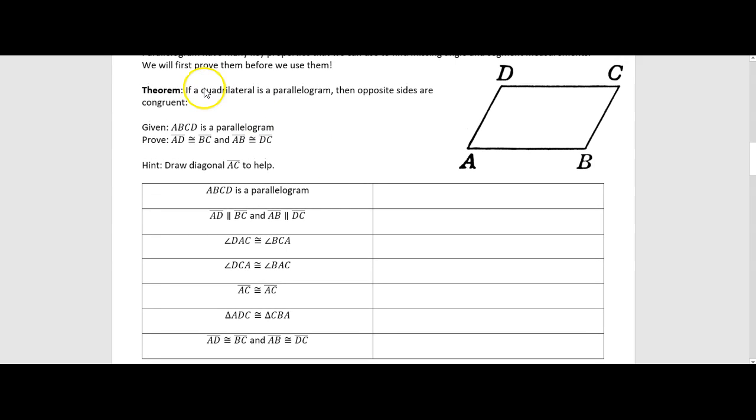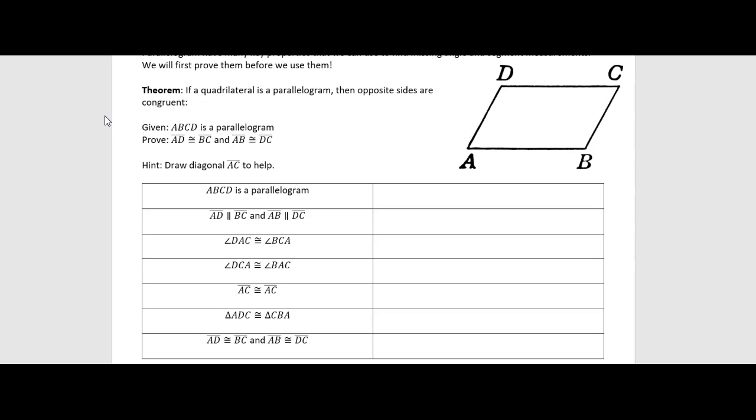So our first theorem is that if a quadrilateral is a parallelogram, but basically what that is saying is if a four-sided figure is a parallelogram, then opposite sides are congruent. Now the definition says that opposite sides are parallel, but we want to try to prove that opposite sides will also be congruent. So that's what this proof is going to show. So we are given a parallelogram, A, B, C, D, and we need to prove that opposite sides are congruent.